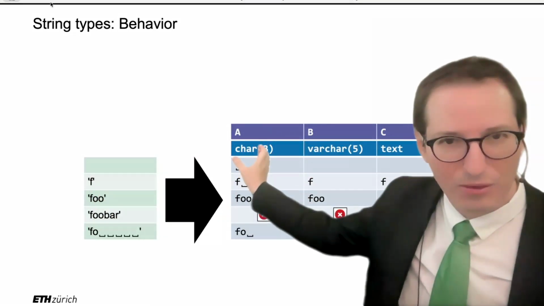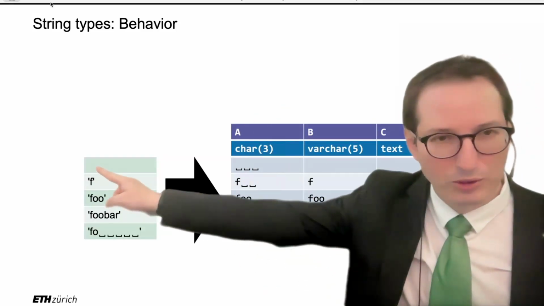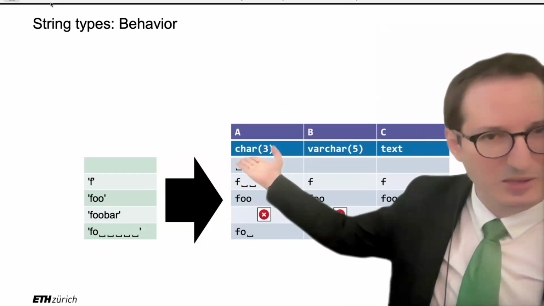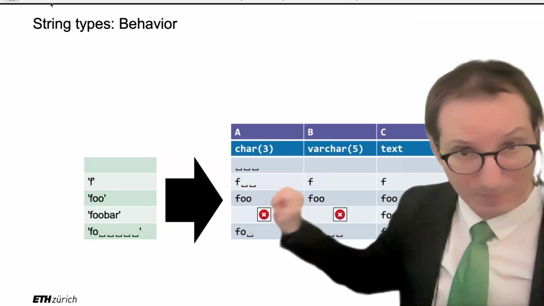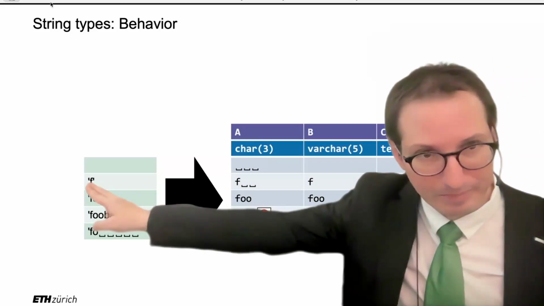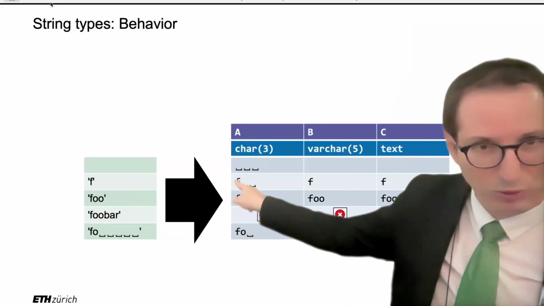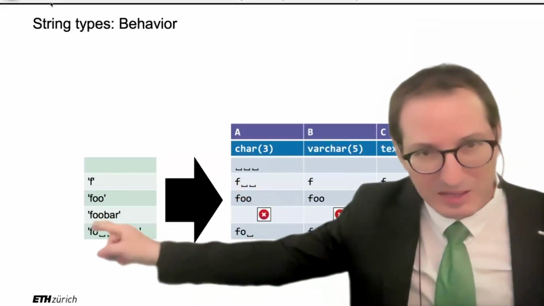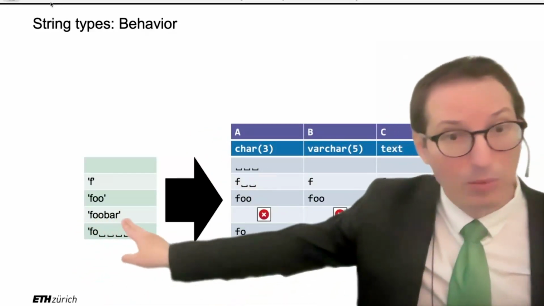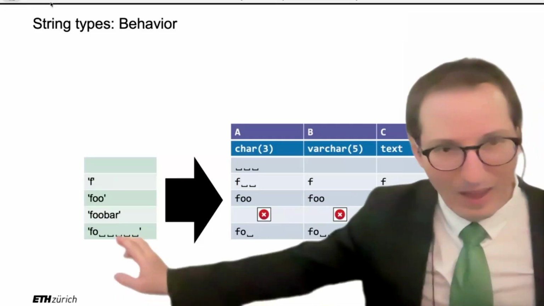Imagine that you have char 3. Let's focus on that column right here. If you try to put nothing, it will just put 3 spaces in there because it's exactly 3 for char. If it's less than 3 characters, it will pad the rest with spaces. So if you just say F, it's going to be F space space. Exactly 3, well, that's perfect. More than 3, error. It will not let you, because this is exactly 3.